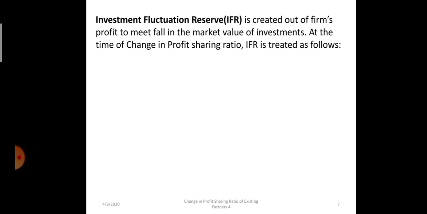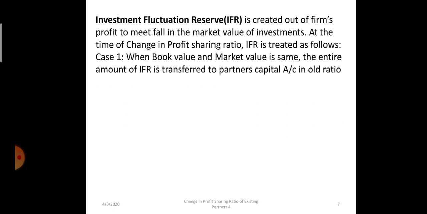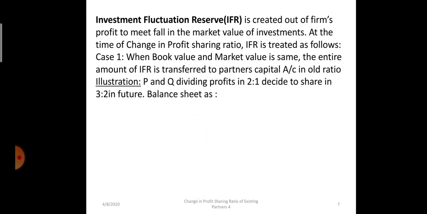Now the new reserve, investment fluctuation reserve, is created also out of the firm's profit against any fall in the market value of investments. Now see, if there is any change in the market value, and if there is a loss, it will be first written off against the investment fluctuation fund, and then only it will be transferred to the revaluation account. Now let's take one case when the book value and the market value are the same. That means there is no loss. So whatever amount is there in investment fluctuation reserve will be transferred to the partners' capital accounts in the old ratio. Let's take one question.